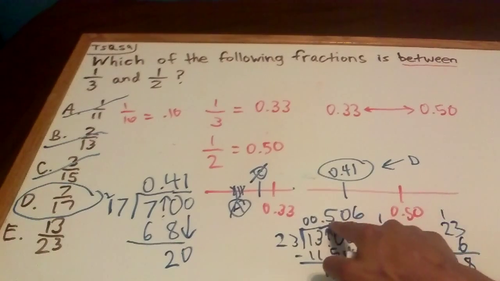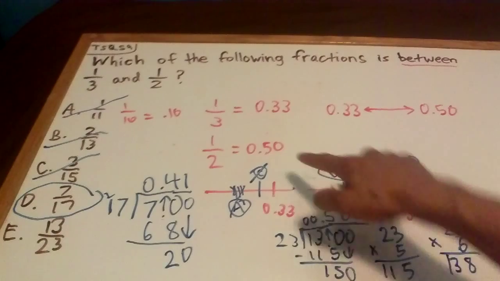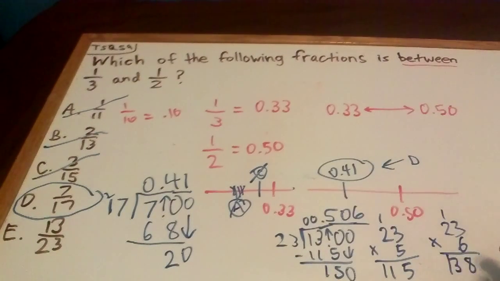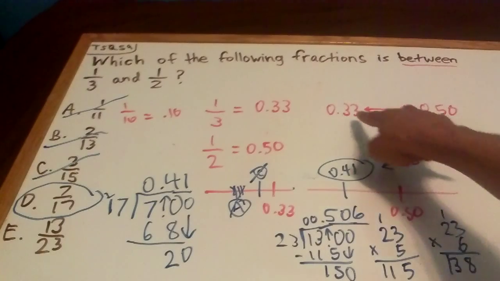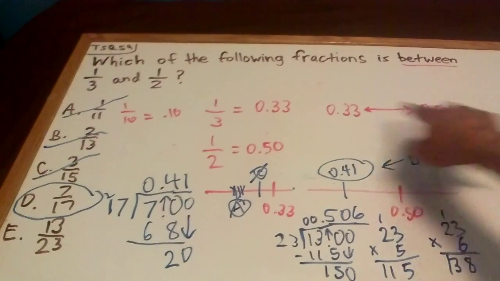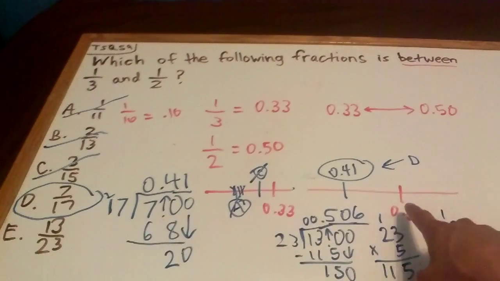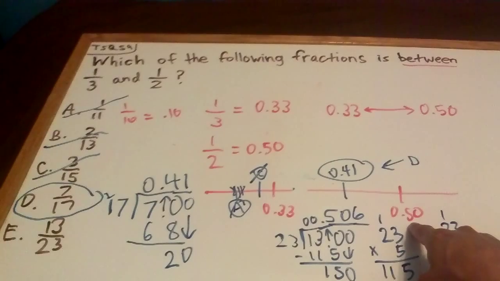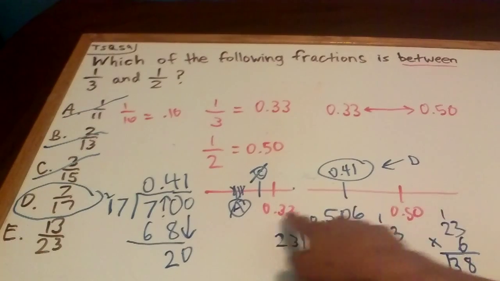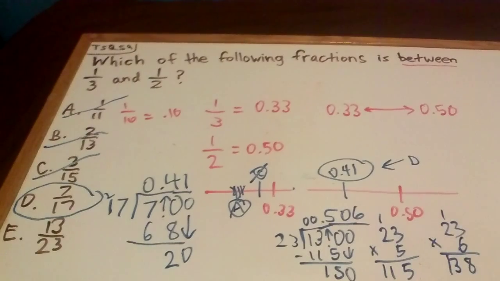And even if it would have been 0.50 itself, like this, it still would have been wrong because the question says between. It has to be between the numbers. It has to be between this and this. It can't be this or this itself. So this here is too big. It's just a little too big. But even if it were equivalent, it would still be no good because it has to be a number that's firmly between 0.33 and 0.50.